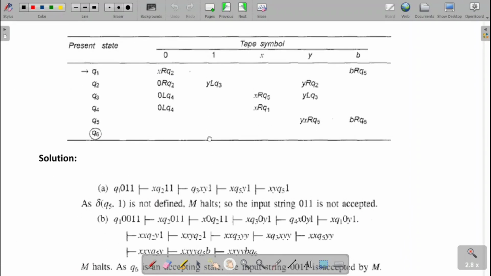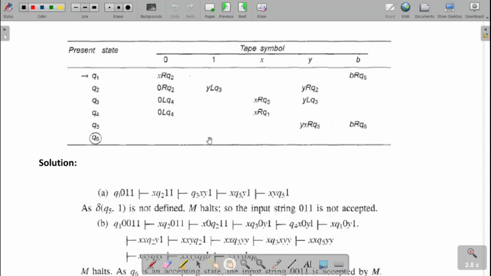Fine. So now let us take one simple example. Let the string be 0, 1, 1. This is the transition table which has been given. First, I started with the state Q1. Q1 on 0 gives X, right, Q2. So 0 is replaced with X, I make the right movement, and the next state is Q2. Then what is left is 1, 1.